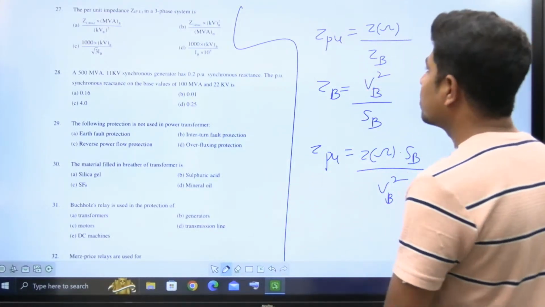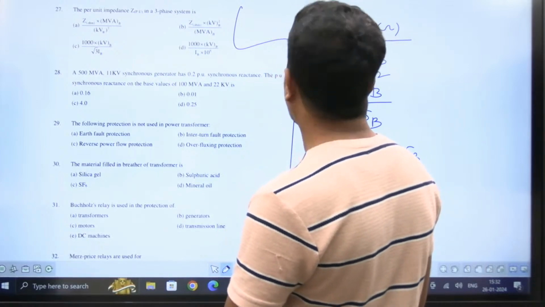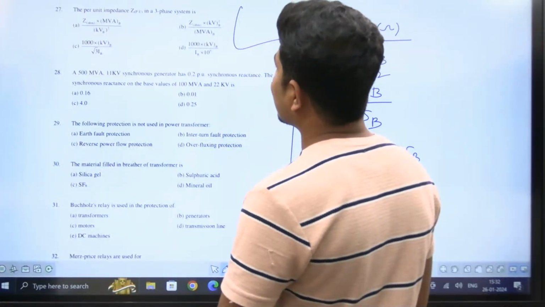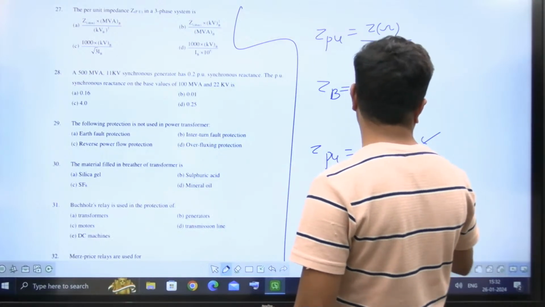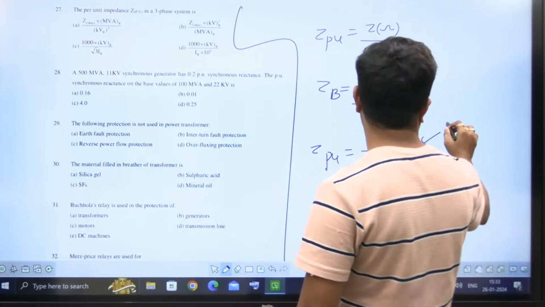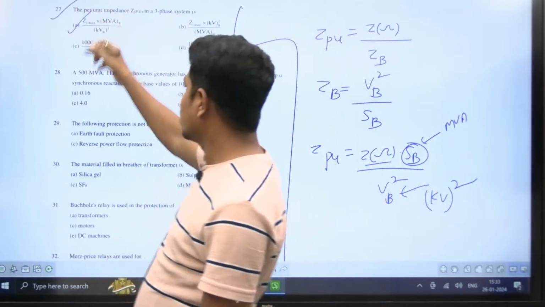Yes, S base means KVA base, or MVA base. So the option is A: Z in ohms into S base. If this is in kV, it is kV squared, and this will be in MVA. Option A perfectly suits the given question.